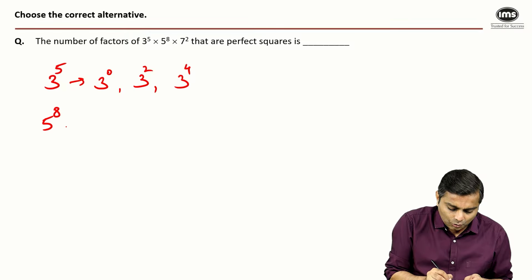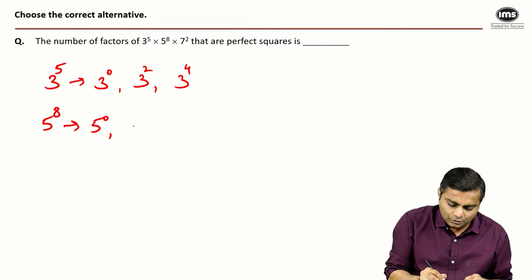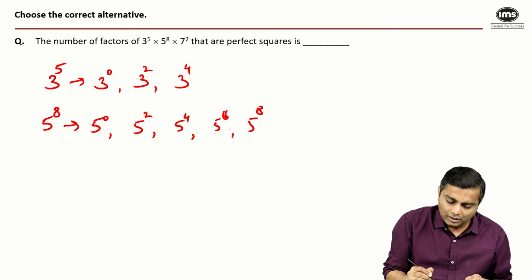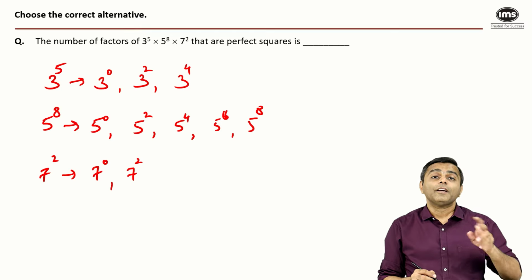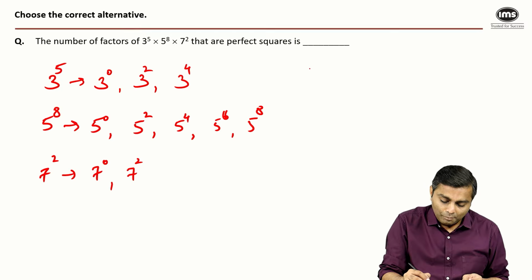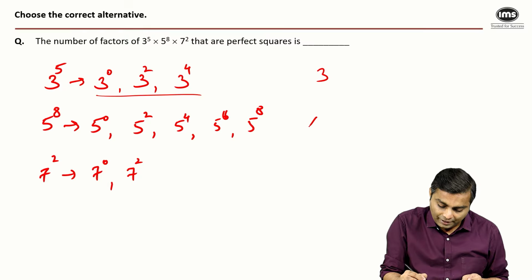Similarly, 5 raised to 8. So 5 raised to 0, 5 square, 5 raised to 4, 5 raised to 6 and 5 raised to 8. We are okay with all of these. Same with 7: 7 raised to 0 and 7 square. We are okay with any of these. So to have a combination, how many values are these? 3. How many values are these? 5.